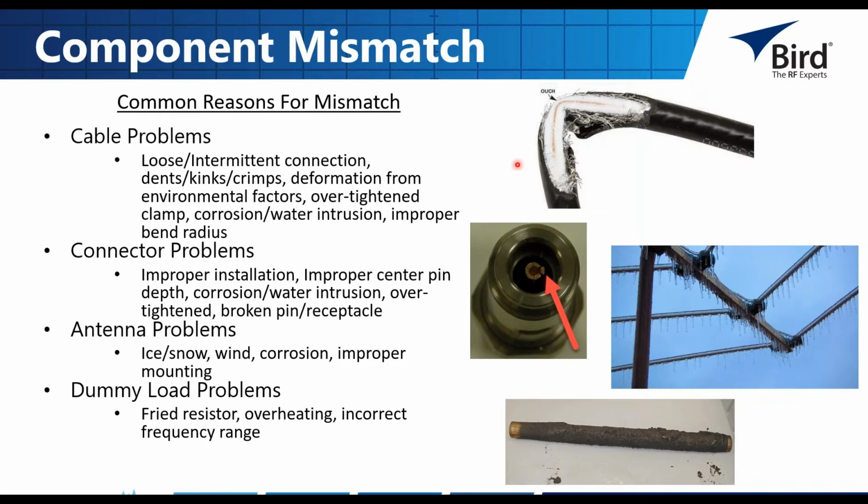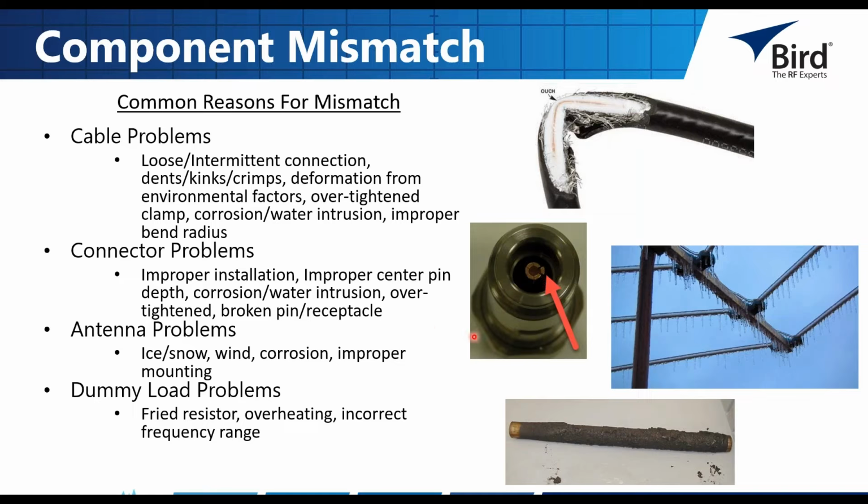Connector problems. Here's a good example. Someone had placed a cable into this input port, and the cable had some corrosion on it. It actually resulted in the leafing being a little bit spread out and getting damaged. So now you're approaching that no longer being a nice 50 ohm connection.